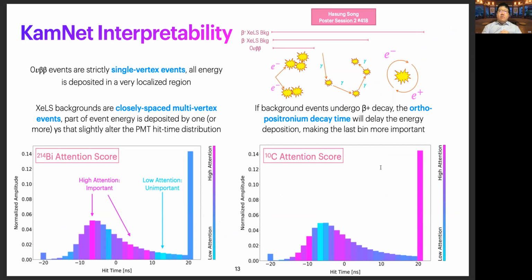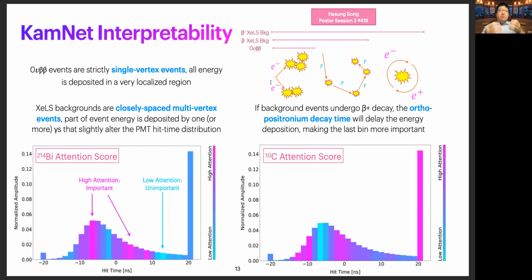At this point, you may want to ask, why is KamNet so efficient? What is it actually looking at? To answer this question, we'll need the help of attention score. Attention score can be thought of as a relative importance measure KamNet placed on different parts of the events. A high attention score means KamNet pays a lot of attention on this part when making a decision, and a low attention score means KamNet doesn't really care about this part when making a decision. So let's see, when KamNet is rejecting a bismuth-214 event, it's paying a lot of attention to the falling edge, this region. So why does this happen?